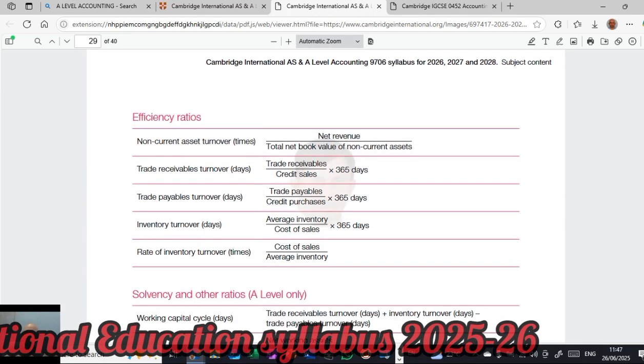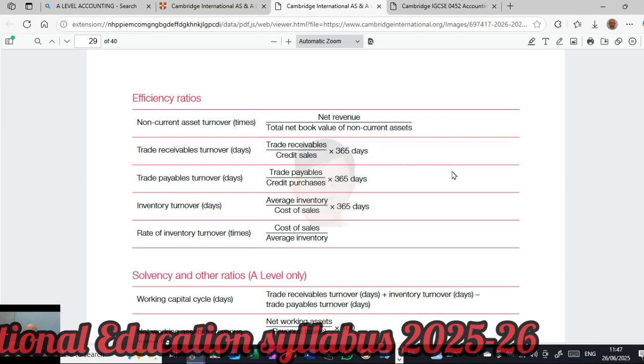Efficiency ratios. Non-current assets turnover, net revenue over the total net book value of non-current assets. Then trade receivables turnover days, trade receivables upon credit sales into 365 days. Trade payables turnover days, trade payables by trade purchases into 365 days. Inventory turnover days, average inventory upon cost of sales into 365 days. Rate of inventory turnover, cost of sales by average inventory. Then solvency ratios, which are in A level only.